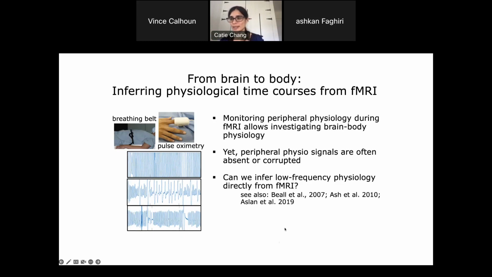There's been work by a number of different groups that have looked at reconstructing certain features of physiological waveforms, such as the timing of different heartbeats, or the timing of each breath. And here we were specifically interested in low frequency variations in respiratory volume as well as heart rate.